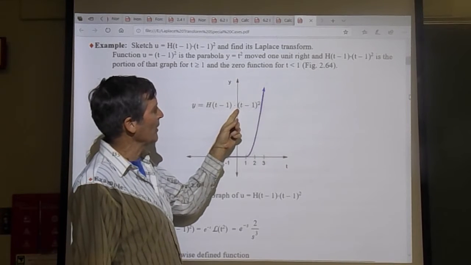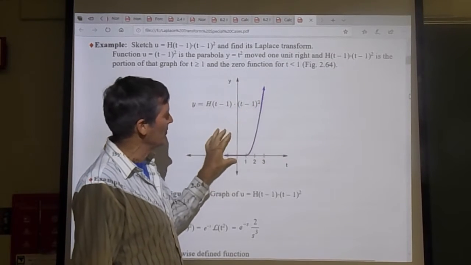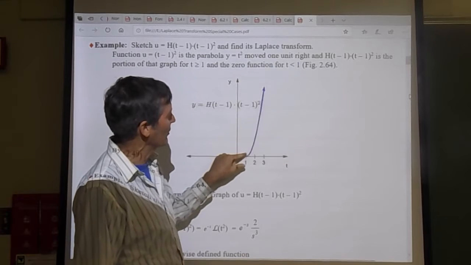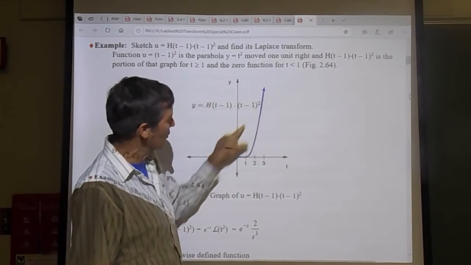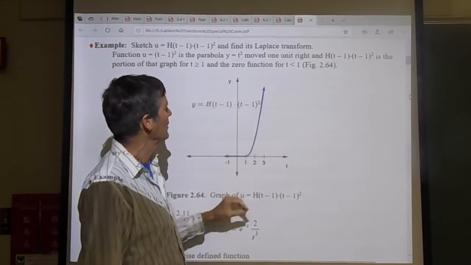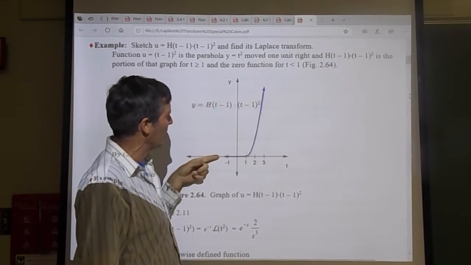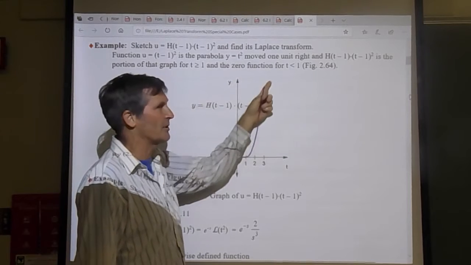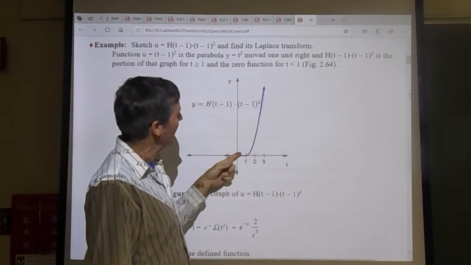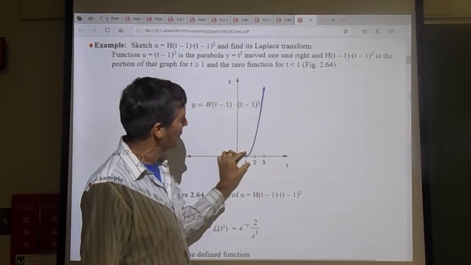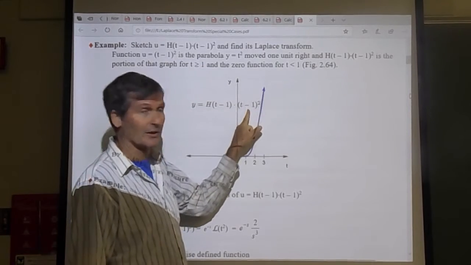Y equals t squared, replace t by t minus 1, moves the parabola over 1. So this is the graph of y equals (t minus 1) squared, which is y equals t squared shifted over 1 unit. Now if you multiply that by h of t minus 1, that multiplies it by 0 until t equals 1, and then starts that parabola. So I can get the right half of the parabola y equals t squared shifted over 1 unit by writing this function. How about that?